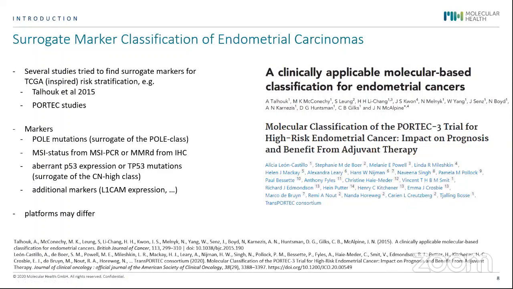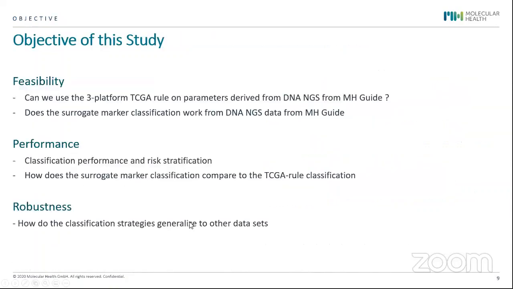And there's a series of studies called PORTEC, still ongoing, some of them, that also use these surrogate markers to classify patients into at least TCGA-inspired subtypes. The typical markers used are mutations in POL as a surrogate for the POL class, and MSI status or mismatch repair deficiency, which is used kind of synonymously. So either detection from MSI PCR or mismatch repair gene expression. And as a surrogate for the CN-high class, they use p53 expression or mutations in TP53. And some use additional markers, but I will not go into this here. So the platforms may differ, the exact scheme of classification may differ, but the common point is they all use these surrogate markers.